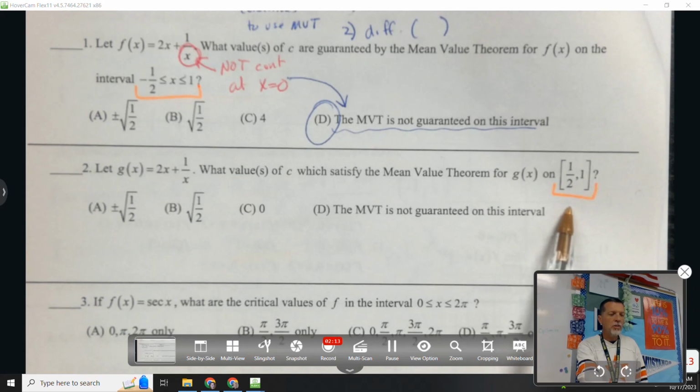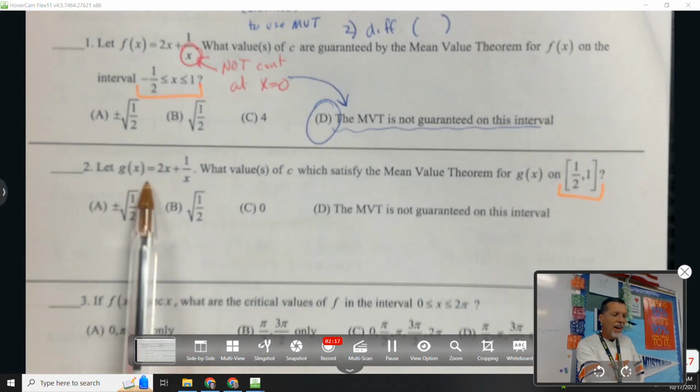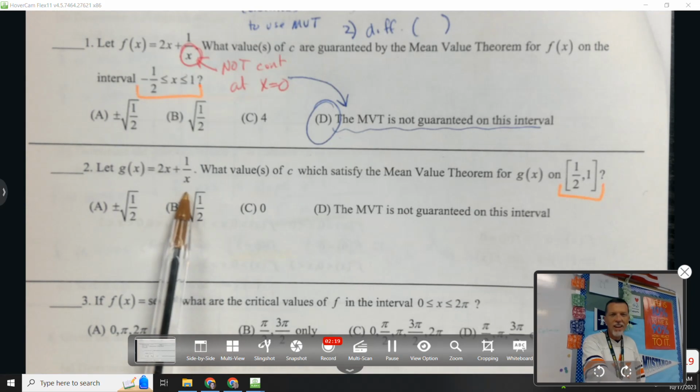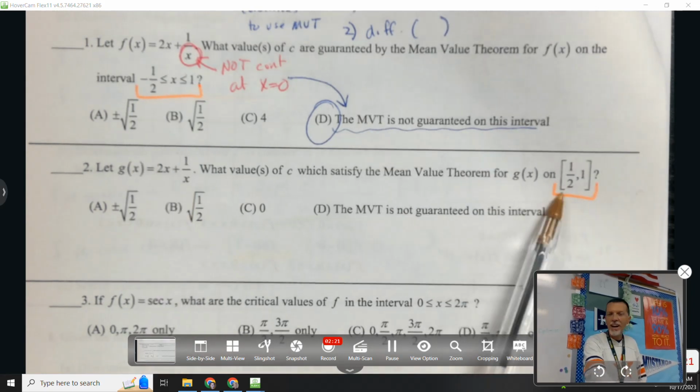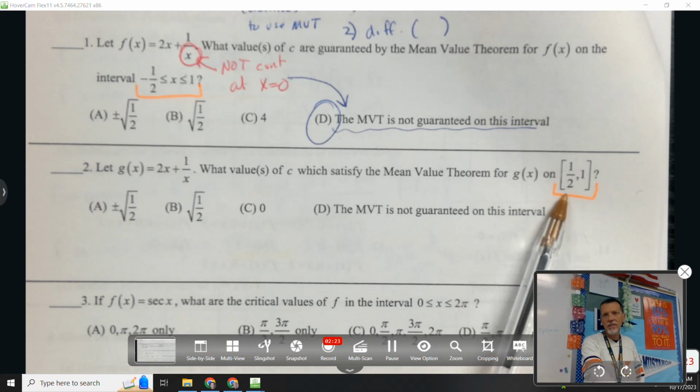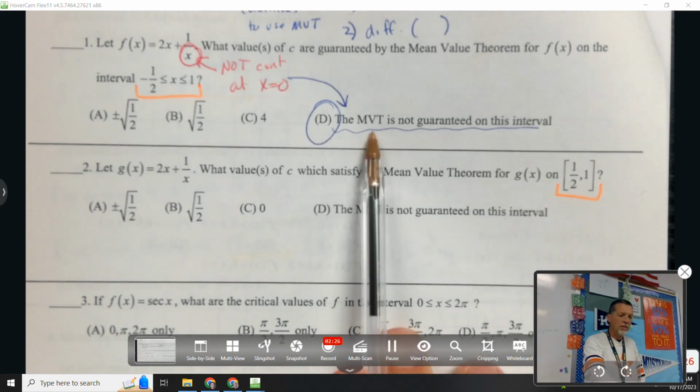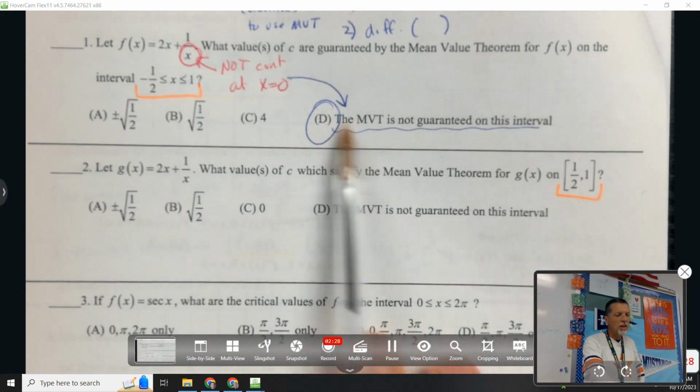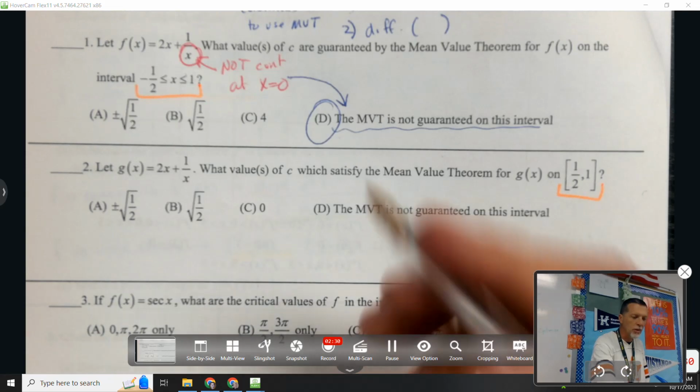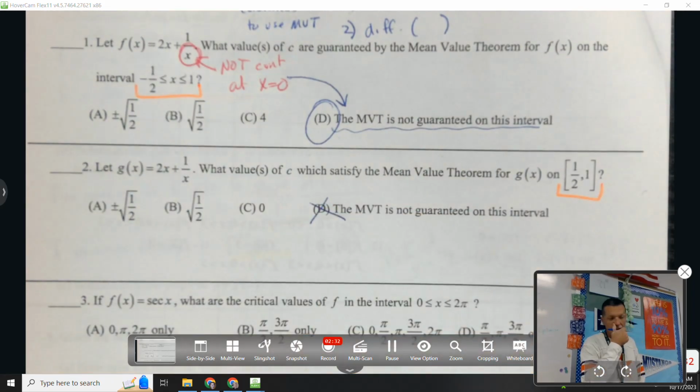Now, for number 2, our interval does not include 0. So yes, this thing is not continuous at 0, but we don't care because 0 is not in our interval. So number 1, we just had to throw out and say MVT doesn't work. Number 2, it's all right, this is a real MVT problem. My answer is not going to be D. My answer is going to be something else.